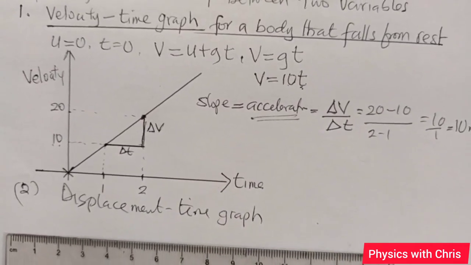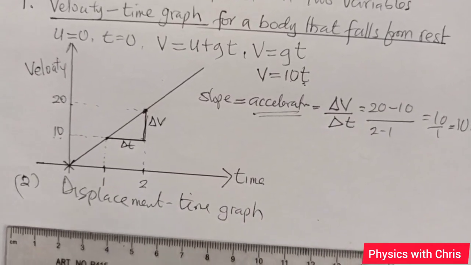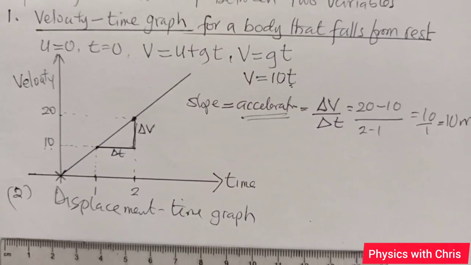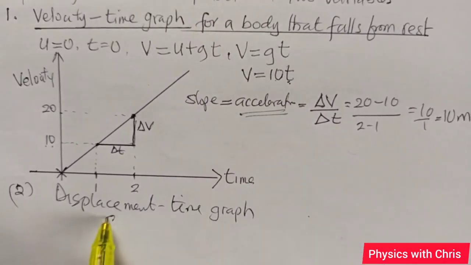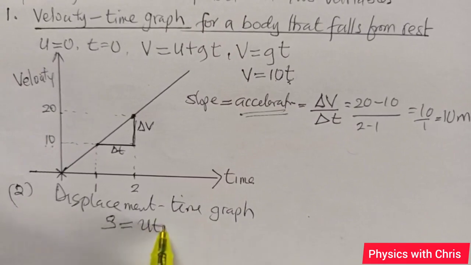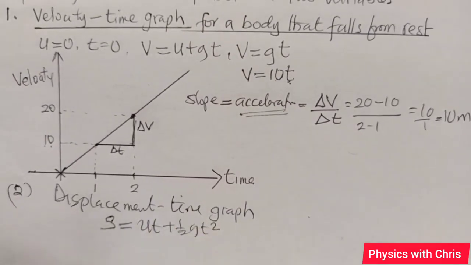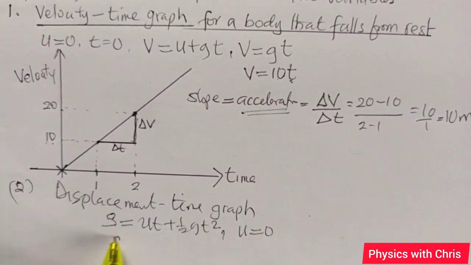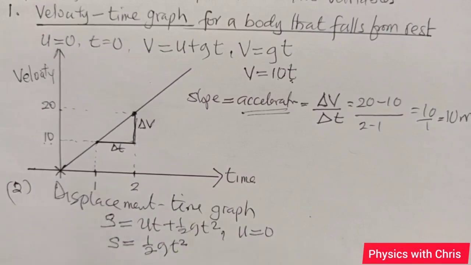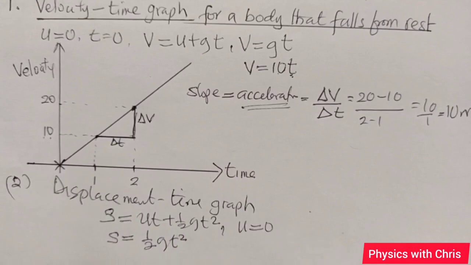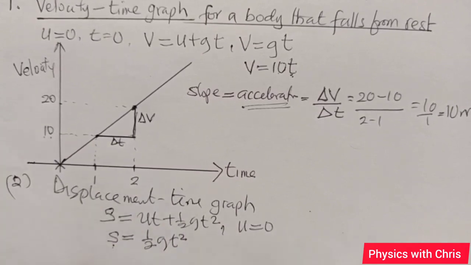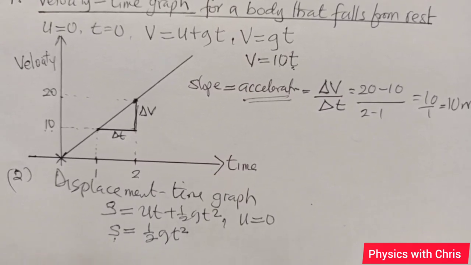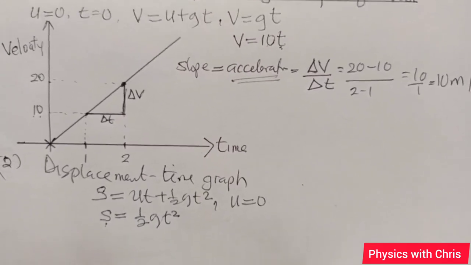Now we have to bring out an equation that shows the variation of the displacement of the body with time. So from the second equation, we should have s equals ut plus half gt squared. Okay, so since the body starts falling from rest, u is also 0. So this equation simplifies to s equals half gt squared. So we can produce two different graphs from this equation. One, the graph of displacement against time. Two, the graph of displacement against time squared. Two different graphs.